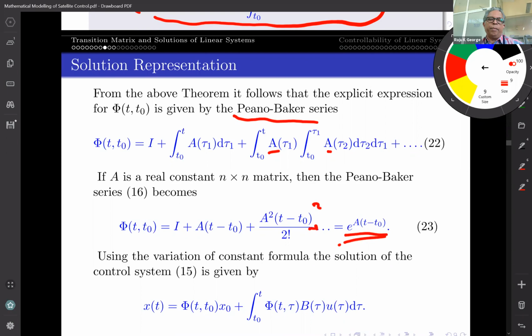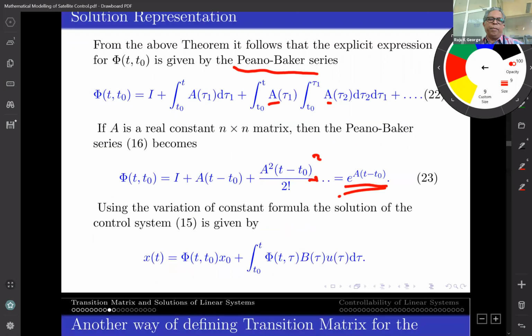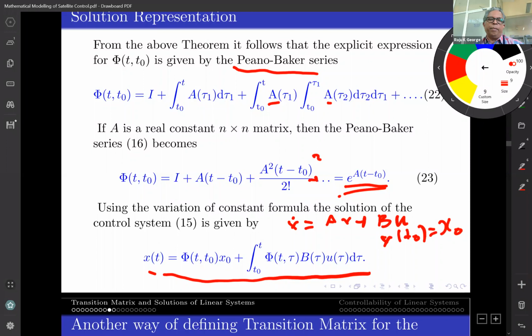It's a matrix exponential. So using the variation of parameter formula, the solution of the non-homogeneous equation can be shown, the solution of x dot is equal to Ax plus Bu with x at T0 equal to x0, is given by this integral representation. This is an explicit solution, the right hand side everything is known, the solution of the non-homogeneous equation.